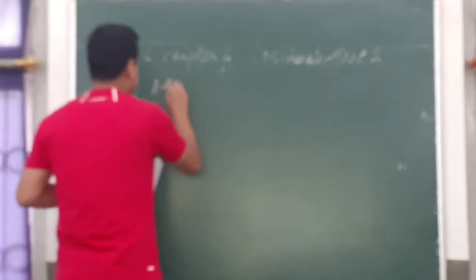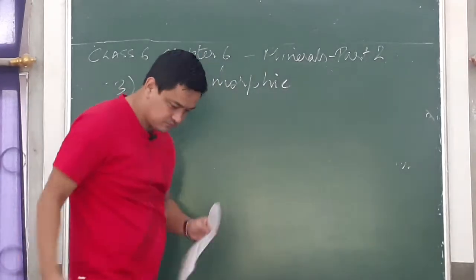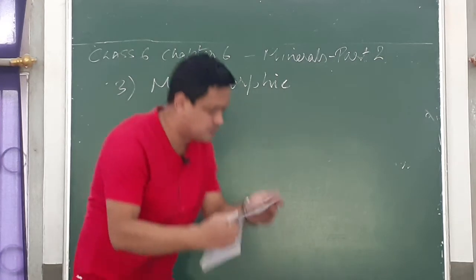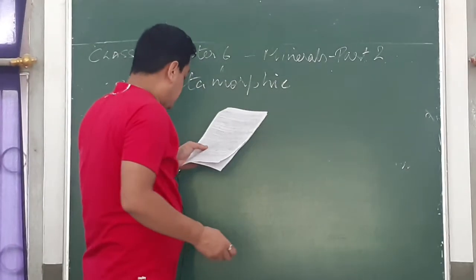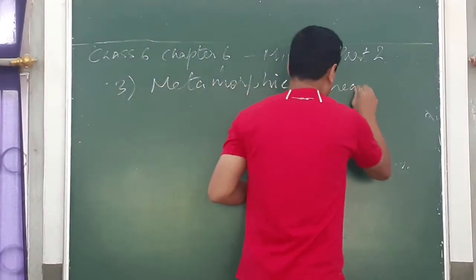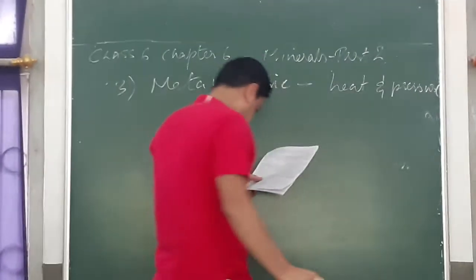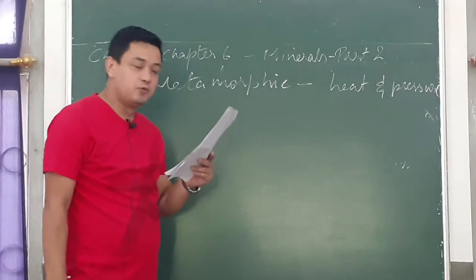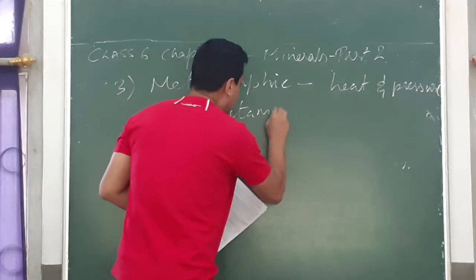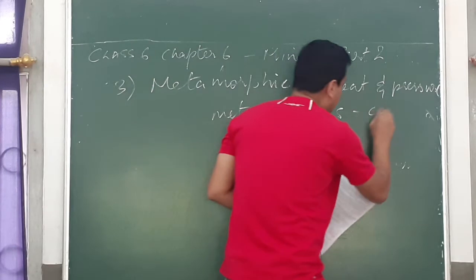Number 3 is metamorphic. Now, whenever I am talking about the metamorphic rock, these rocks are made by heat and pressure, like the igneous rocks. Heat and pressure from deep inside the earth. The term metamorphic is derived from the word metamorphosis. It means change of form.